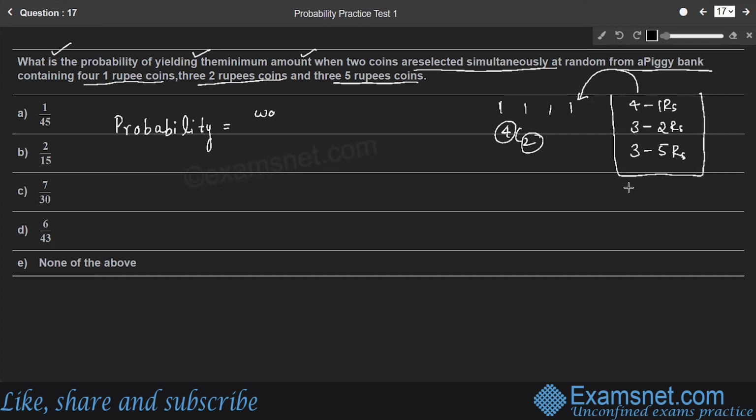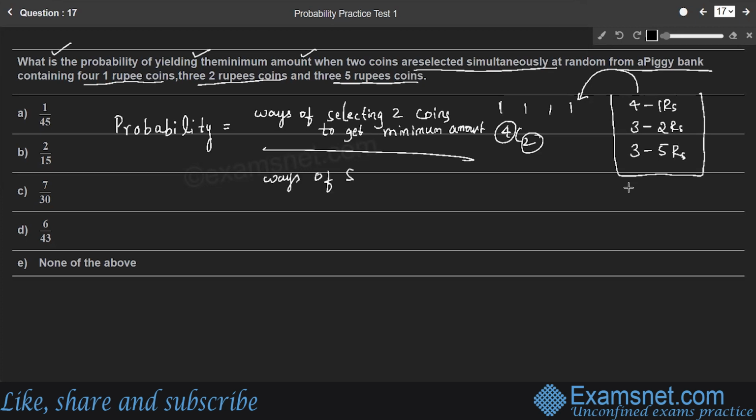is equal to ways of selecting 2 coins to get minimum amount divided by ways of selecting 2 coins. Ways of selecting 2 coins out of how many coins given? 4 plus 3 plus 3, right? Out of 4 plus 3 plus 3 coins, which is 10 coins. So this gives the probability of yielding minimum amount. Ways of selecting 2 coins to get minimum amount is, so select 2 coins out of 4 1 rupee coins, which is 4C2, divided by ways of selecting 2 coins out of 10 coins, which is 10C2, right?